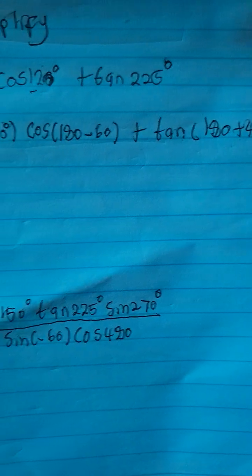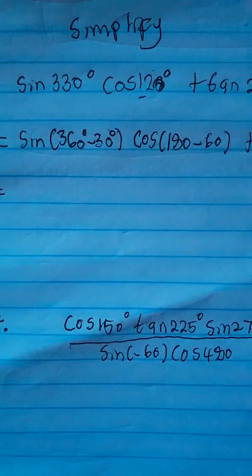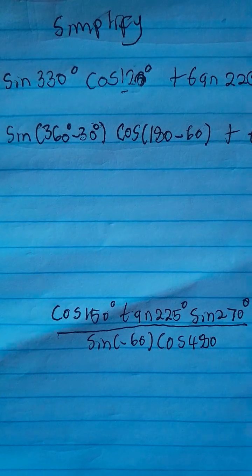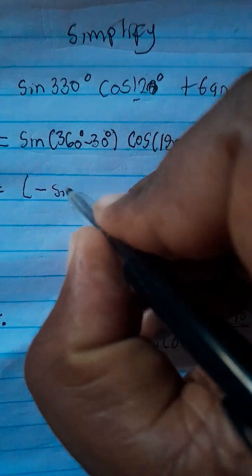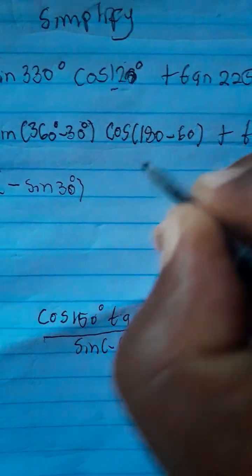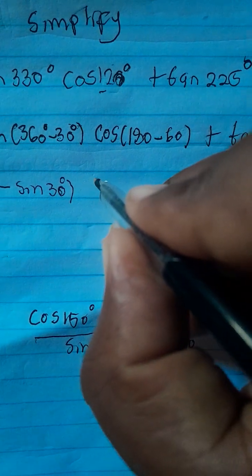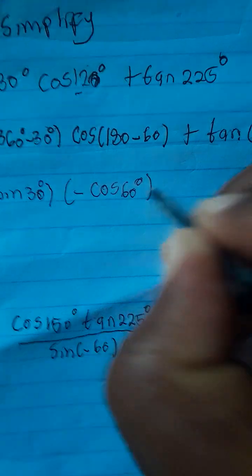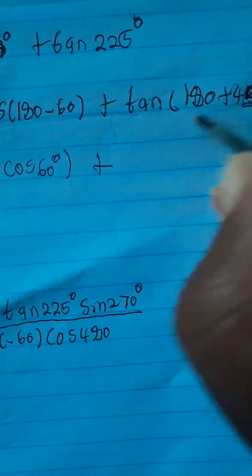So second step, we ask ourselves, how is sine at the fourth quadrant? We know that sine at the fourth quadrant is negative, so we are going to have negative sine 30 degrees. What about cos at the second quadrant? That's going to be negative cos 60 degrees. So plus, how is tan at the fourth quadrant?